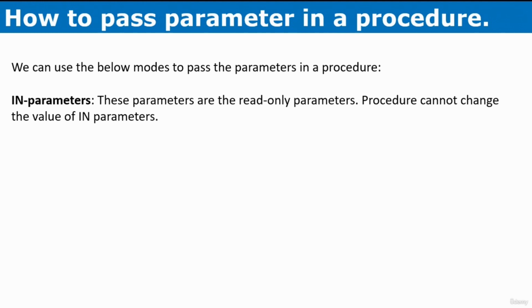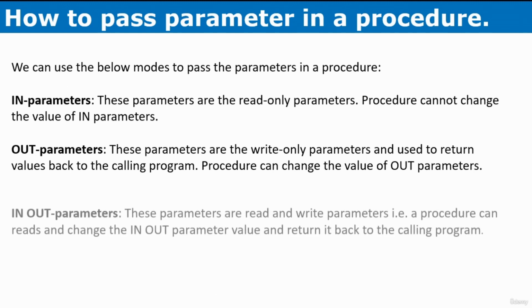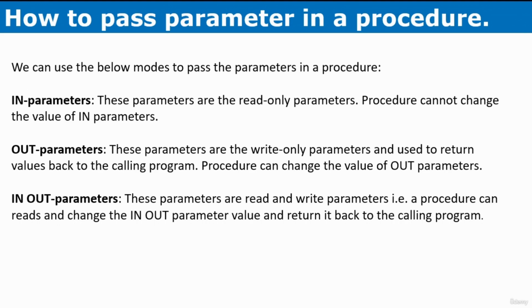We also have the OUT parameters. These parameters are write-only parameters and used to return values back to the calling program. For this parameter, the procedure can change the value of the OUT parameter. The final mode is the IN OUT parameters. These parameters are read and write parameters. That is, a procedure can read and also change the IN OUT parameter value and return it back to the calling program.